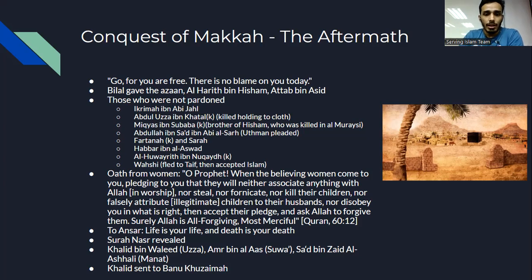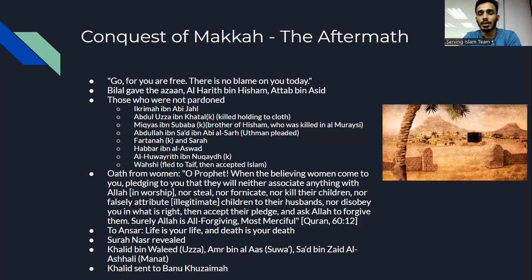Okay, so now amongst these nine people, four people are killed actually, and five people are forgiven as well. So a total of 18 people are killed in the conquest of the entire of Makkah, which was the center of worship in the whole of Arabia. Amazing conquest. Now after that, Muhammad then takes an oath with the women.